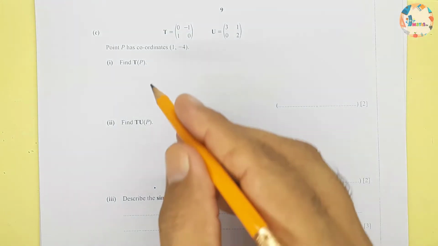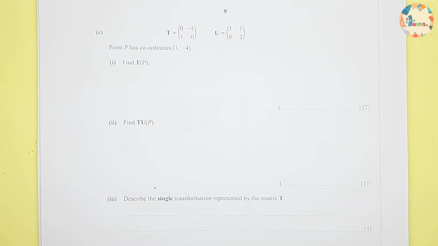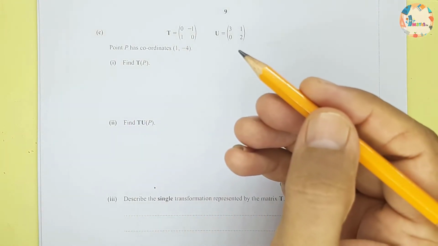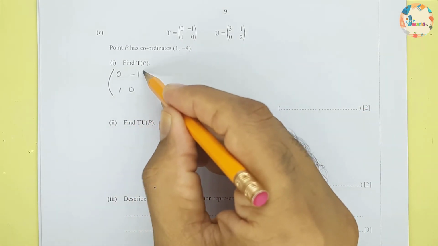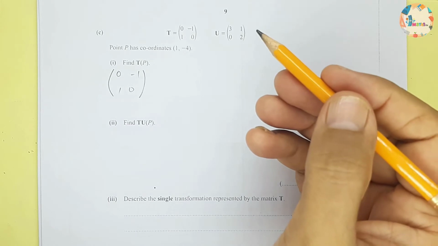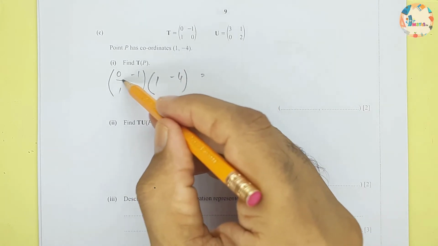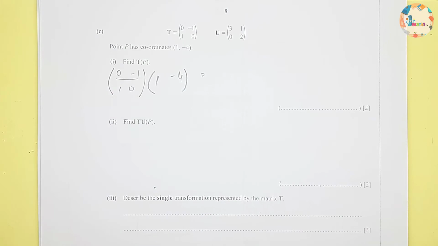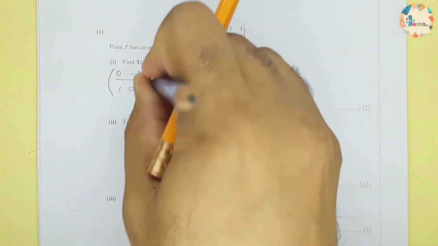Part C is a matrices question. T is there, U is there. Point P has coordinates (1, -4). We have to find TP. T is this one: 0, -1 and 1, 0, and P is 1 and -4. So we will be multiplying. Basically we have to rewrite this in matrix form.